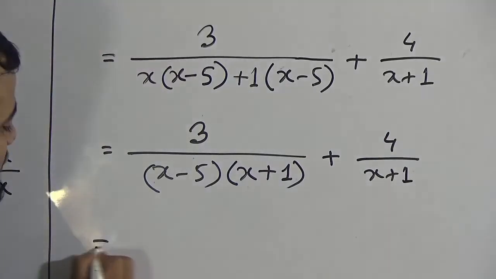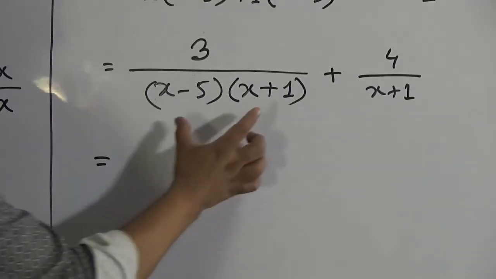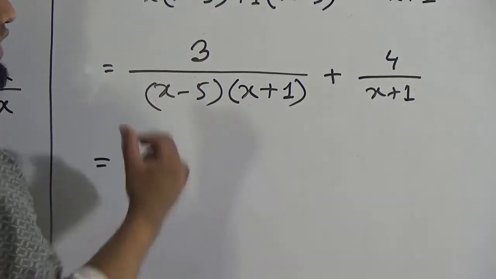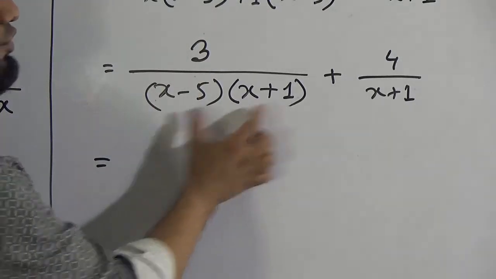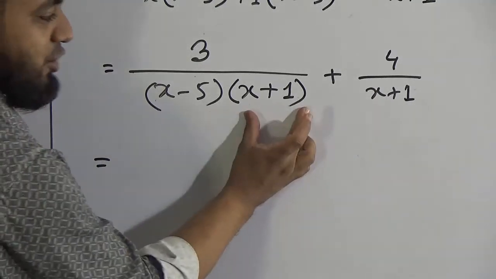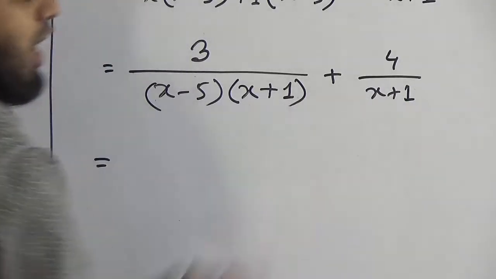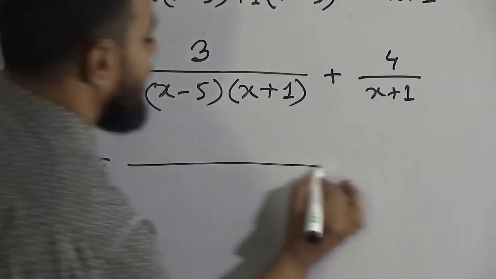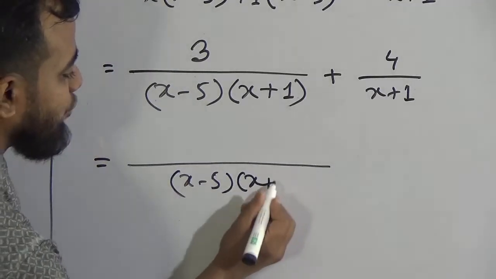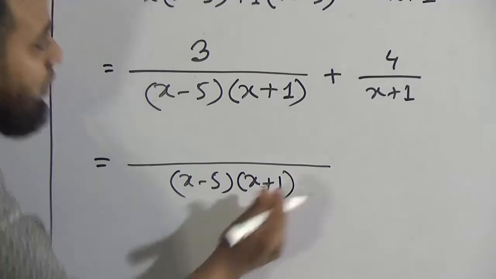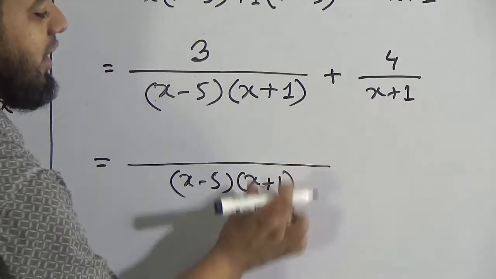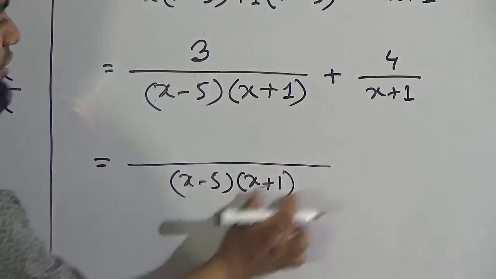Okay, dear students, we have here the two fractions. Now already the first fraction's denominator is factorized. Now we can determine the LCM of these two fractions' denominators. So denominators are what? x minus 5, x plus 1, and here x plus 1. So our LCM will be all the terms. That means x minus 5, x plus 1, and also we need to write x plus 1. Already x plus 1 is written there, so we can't take it another time. So x plus 1 is already there.